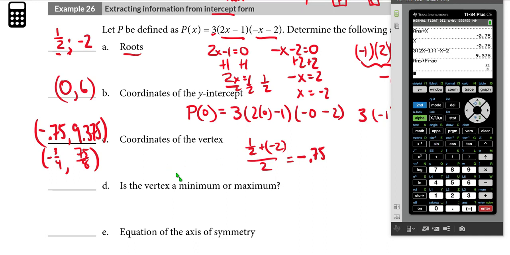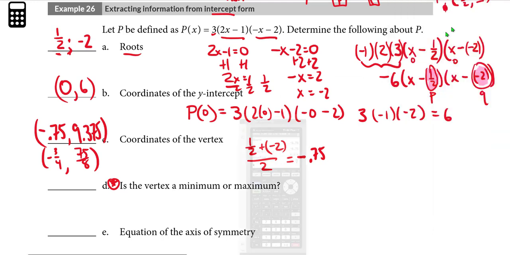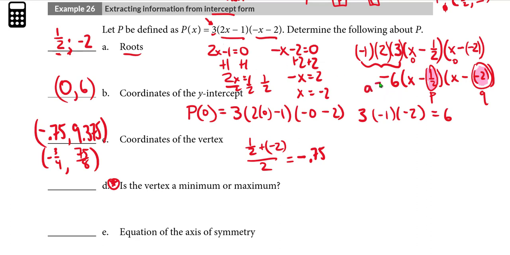Next, is the vertex a minimum or maximum? This is the example I was referring to where I said you've got to be really careful to know whether you're looking at pure intercept form or just factored form. If you just look at factored form, it would appear that your a value is 3. But of course, in pure intercept form, we can see that our a value is actually -6. And because our a value is -6, we know that this parabola has the down-facing or frowning orientation, which means that our vertex is a maximum.